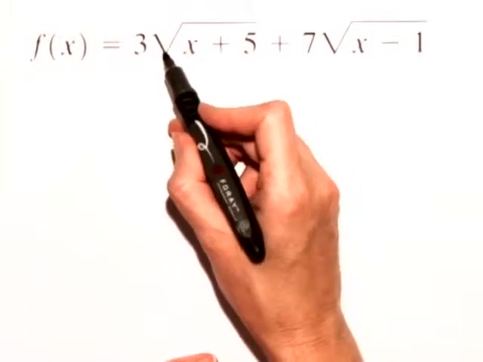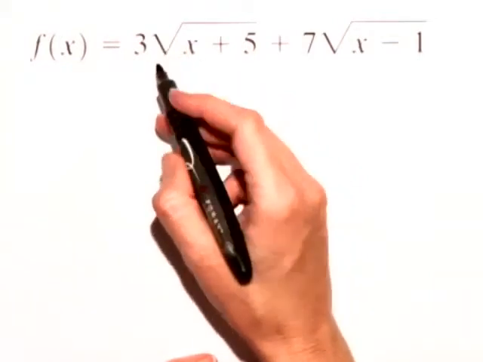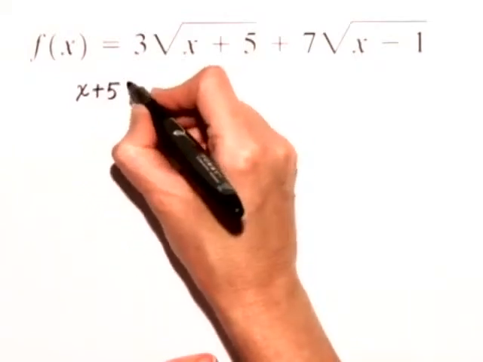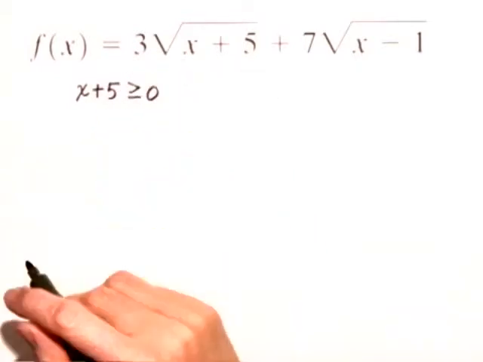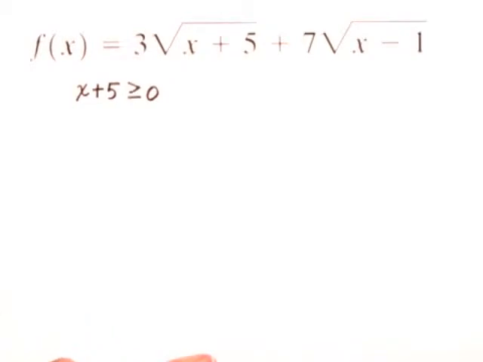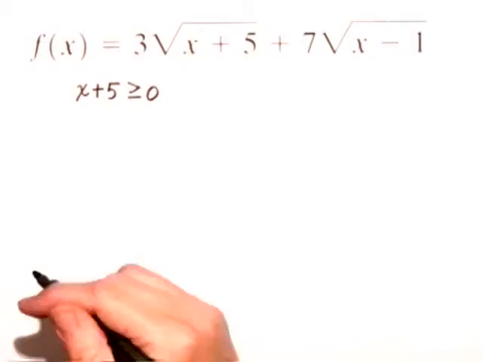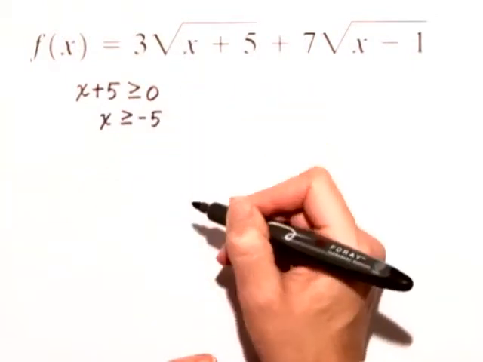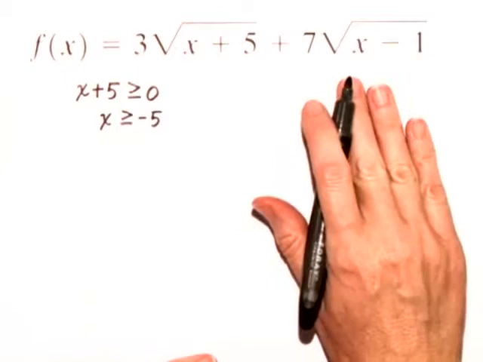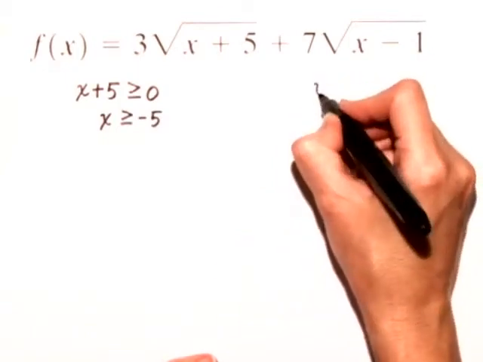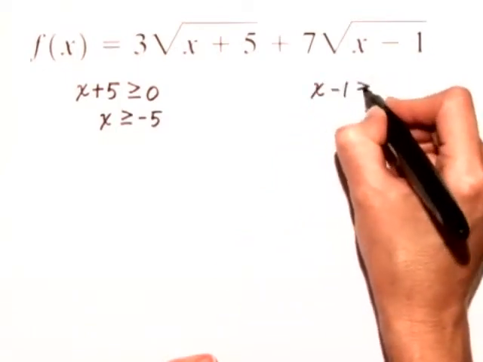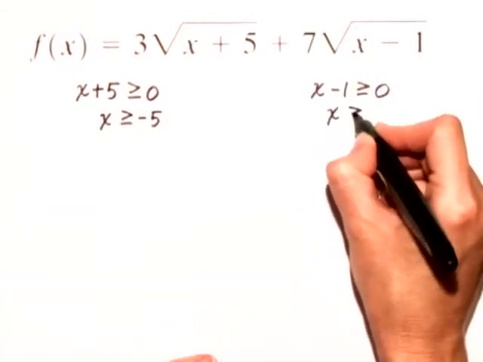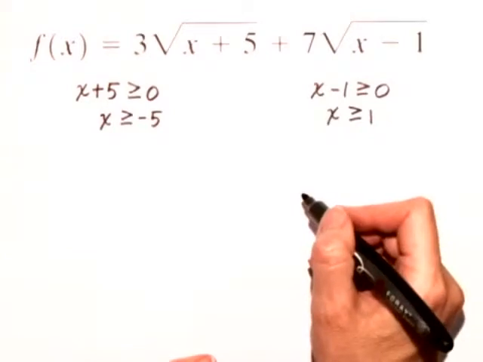So we want to make sure when we have an even-indexed radical, such as a square root, that we have what's underneath the radical greater than or equal to 0. 0 is fine, it just needs to be greater than or equal to 0. So in this case, x needs to be greater than or equal to -5. Let's look at our second radical and do the same thing. We need to make sure that x minus 1 is greater than or equal to 0. So in this case, x has to be greater than or equal to 1.